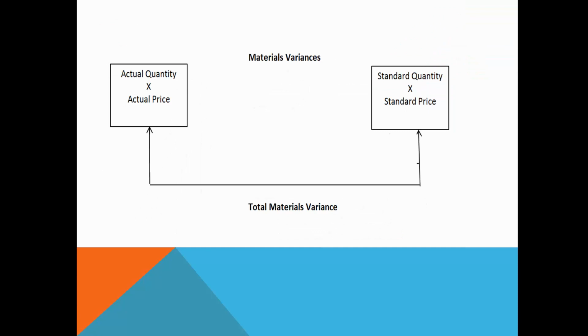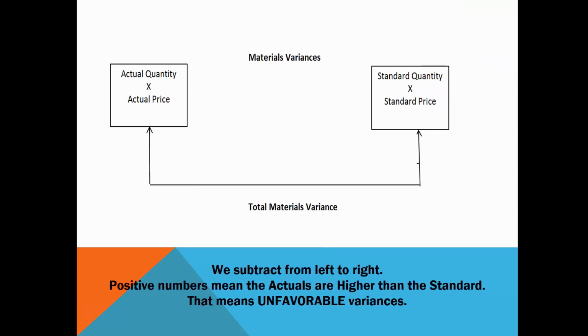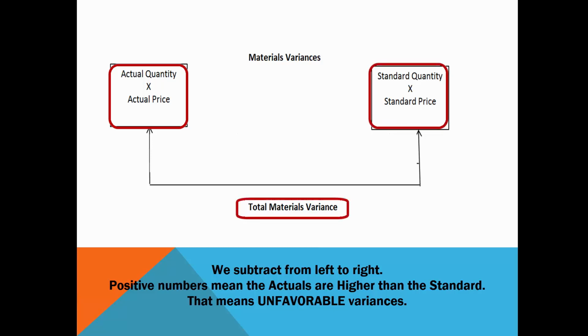The calculations seem complicated, but they really aren't. We subtract from left to right. We take our actual quantity times our actual price. We subtract standard quantity times standard price, and that gives us our total materials variance.